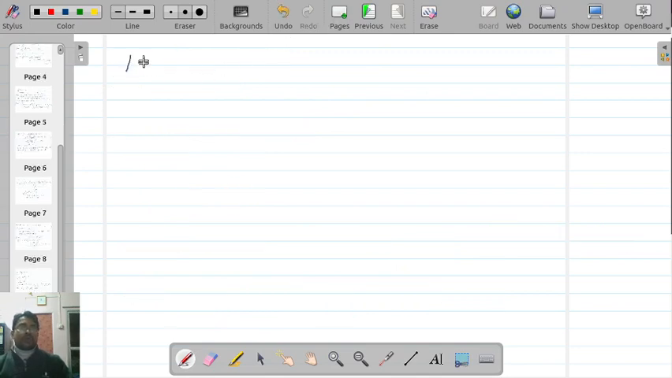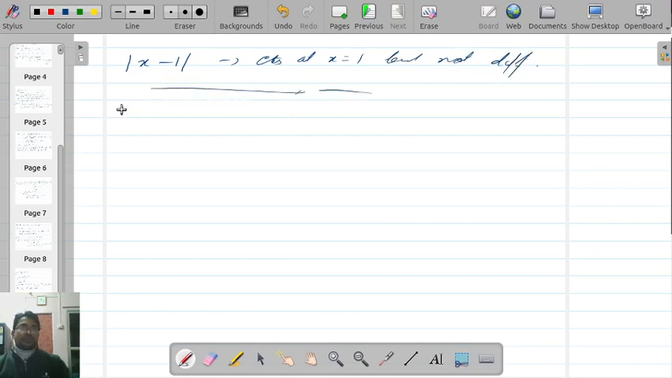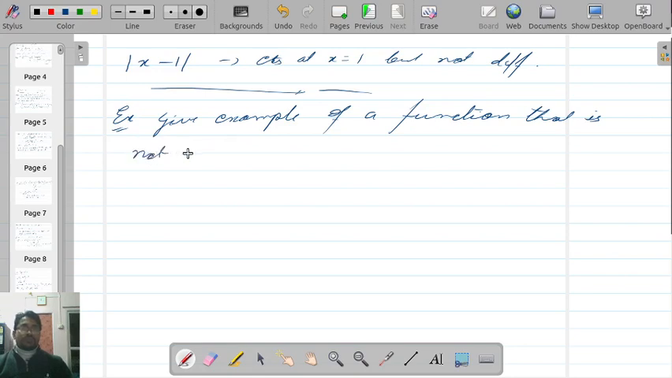Okay, similarly you can have this type of function, say mod of x minus 1. This is continuous at x equal to 1 but not differentiable. Okay, so it's quite easy, you can try it. So if you have some question like, give an example of a function that is not differentiable at exactly, say, 3 points.